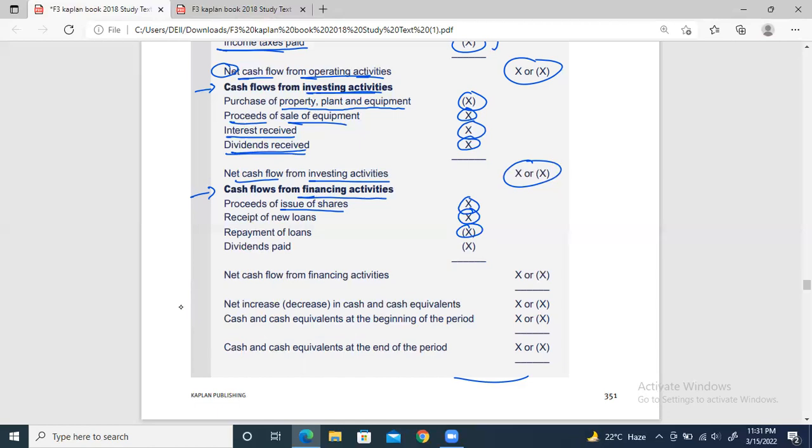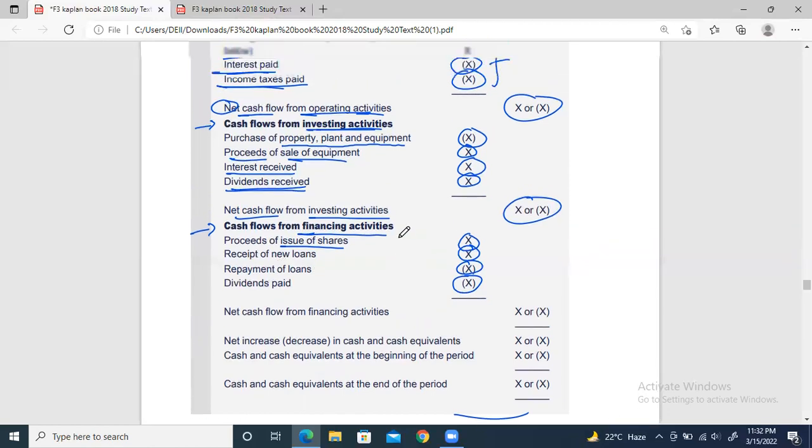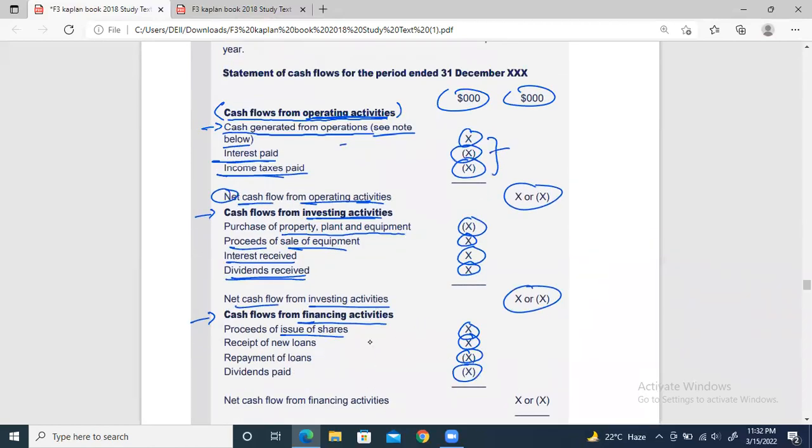And dividends paid as well, because this also relates to financing. In loans, we pay interest, and in issuing shares, we pay dividends. Now you might be wondering why interest paid is not written in financing. Why did we write it in operating? Because interest is directly linked to operating, right?